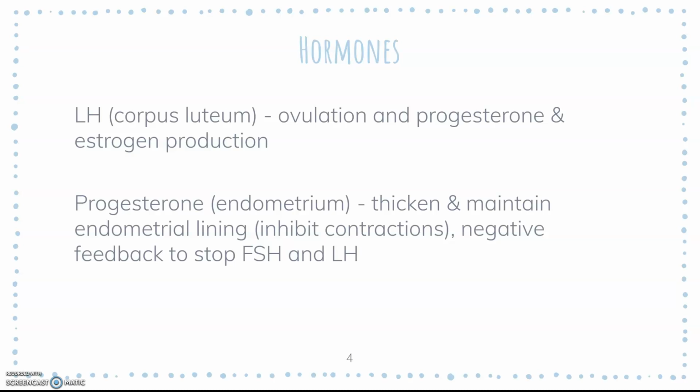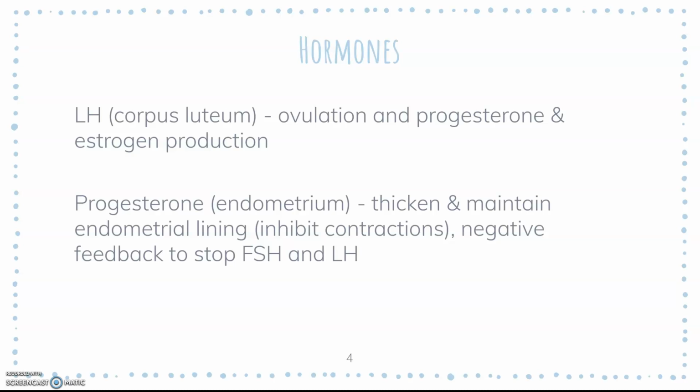And the progesterone's job is to maintain the endometrium lining. So that means we're inhibiting contractions. Remembering inhibiting means stop. So we don't want any sort of contractions happening. Otherwise, you will release the endometrium lining from the uterine wall and it'll be sloughed off. And that is what is called the menstrual cycle, which we'll get into later. Once progesterone has reached its peak amount and it's no longer needed, it'll cause the negative feedback loop to stop both FSH and LH.